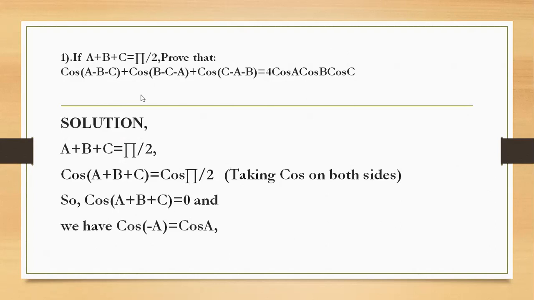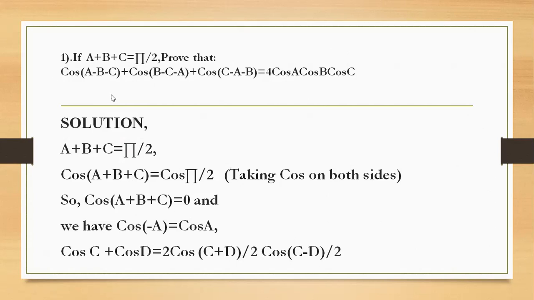And in this question, we have to use this also. We have cos of a negative angle, so cos(minus a) equals cos a. This condition also we have to use. And we have to use this condition also: cos c plus cos d equals 2 cos((c plus d) by 2) into cos((c minus d) by 2). These two formulas we have to use in this question.